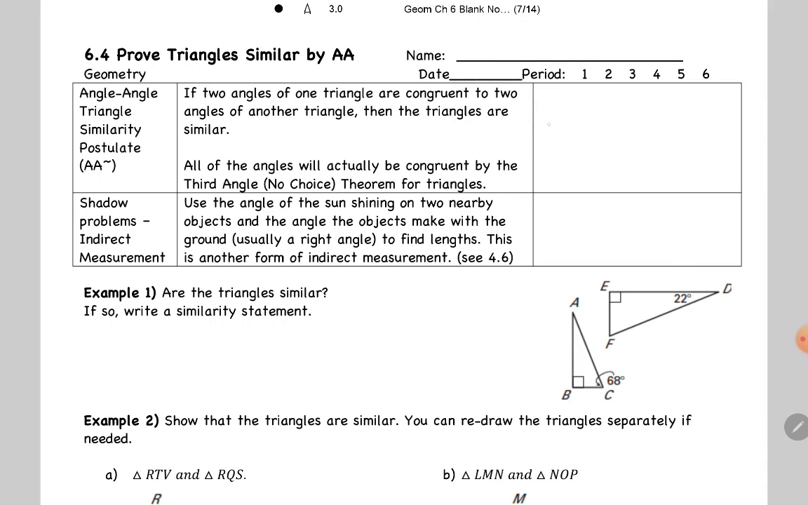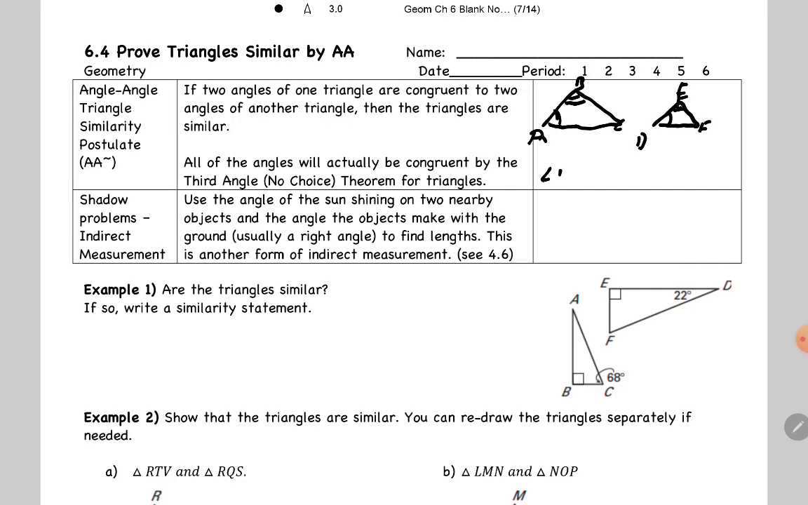So all we need to do is show, if we have a triangle here and a triangle here, we just need to show two angles are congruent to show that they're similar. So that was A, B, C, D, E, F. If we show angle A is congruent to angle D, and angle B is congruent to angle E, then the triangles are similar.